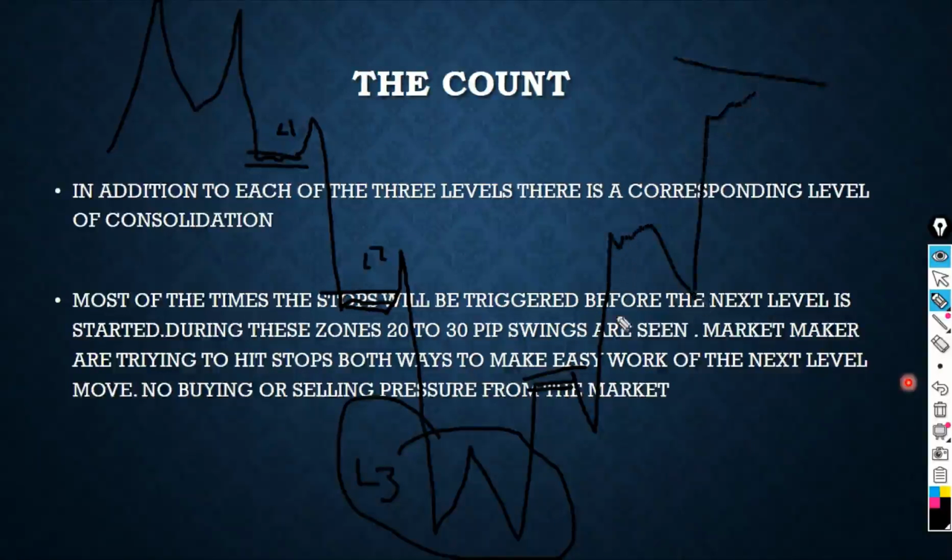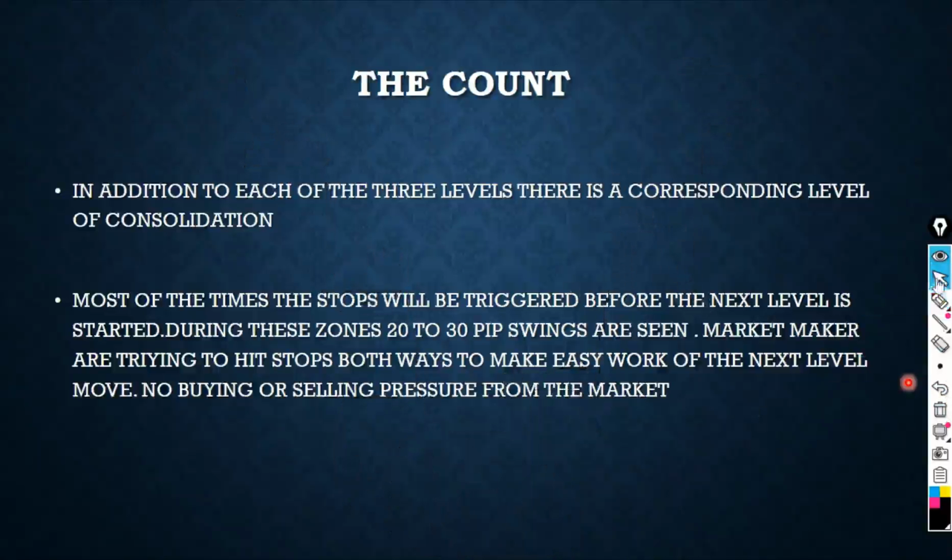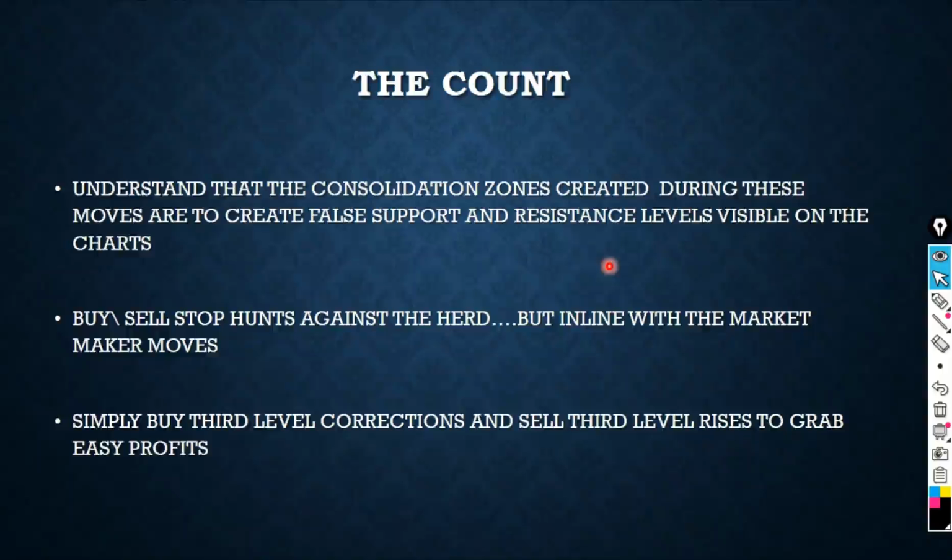This is how he moves. He can't just rise price from here without clearing and taking out anyone trying to buy. So understand that the consolidation zones created during these moves are to create fake support and resistance visible on the charts, so that you buy support or sell resistance, then you get killed.